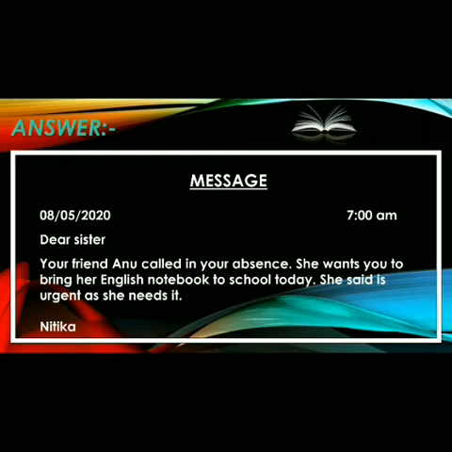So here is the answer. Here is what Nitika is writing to her elder sister. She has made a box. Also, she has written the message in bold in the center of the page.